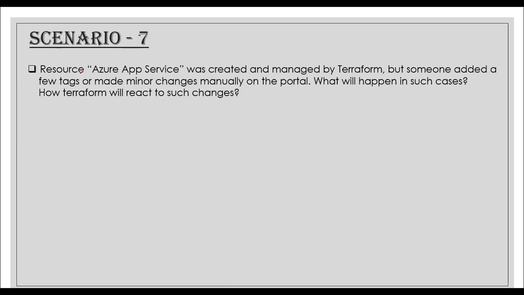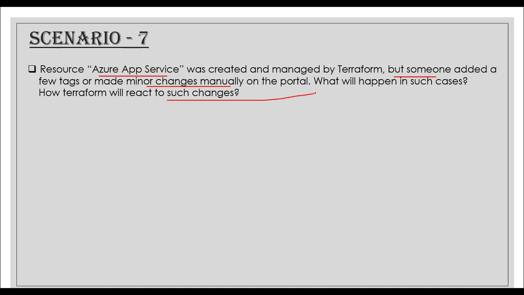Very interesting. There is a resource called Azure App Service, which was created and managed by Terraform, but someone added a few tags or made some minor changes manually on the portal. What will happen in such a case? How will Terraform react in such cases?